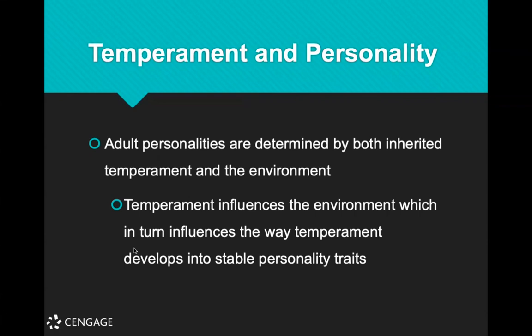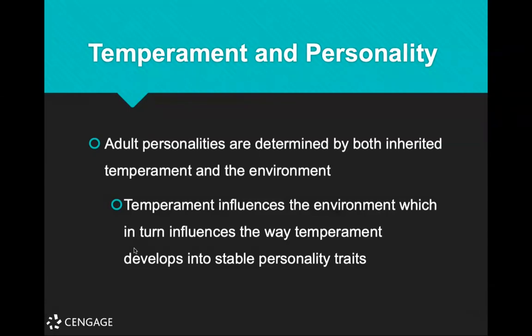Adult personalities are determined by both inherited temperament and the environment. So as I just reiterated a couple minutes ago, it's not all about the temperament. It's not like, that's it, you're born with this, you're stuck with this, that's a done deal. Go home, right? That's not the case. Temperament influences the environment, which in turn influences the way temperament develops into stable personality traits.